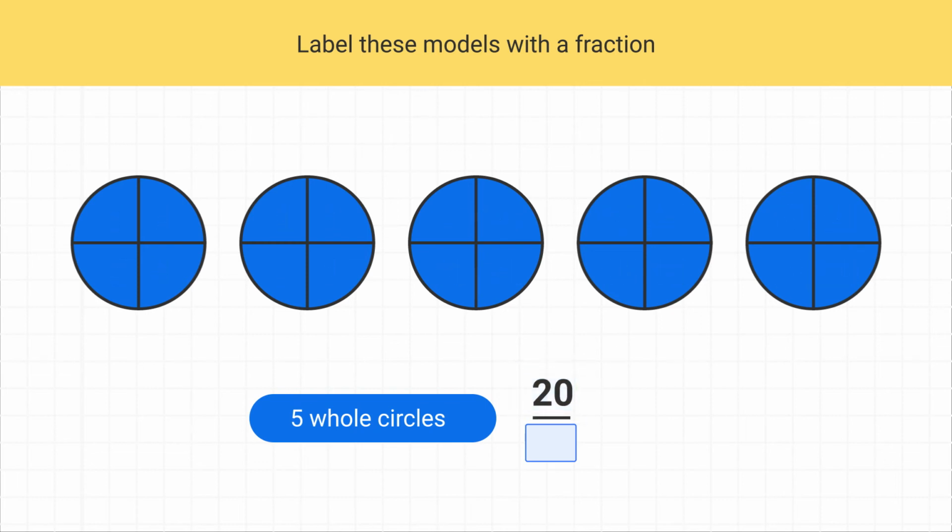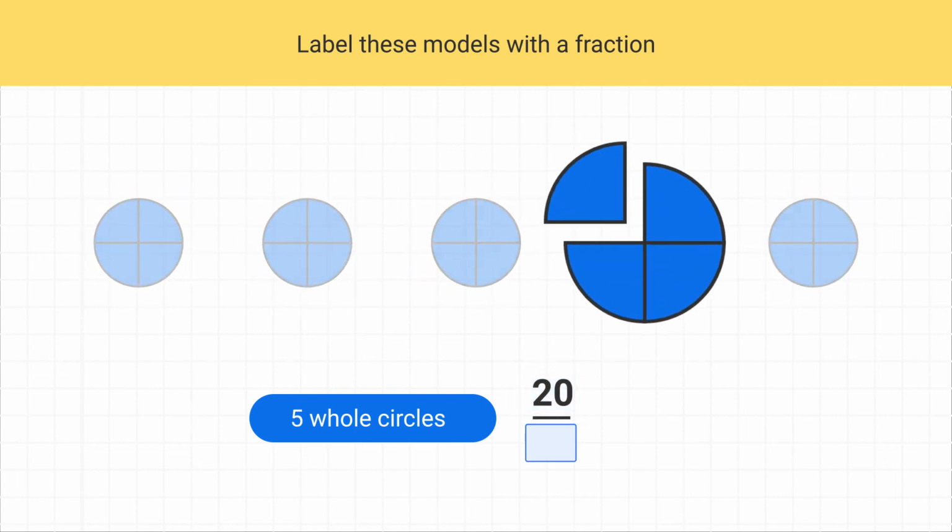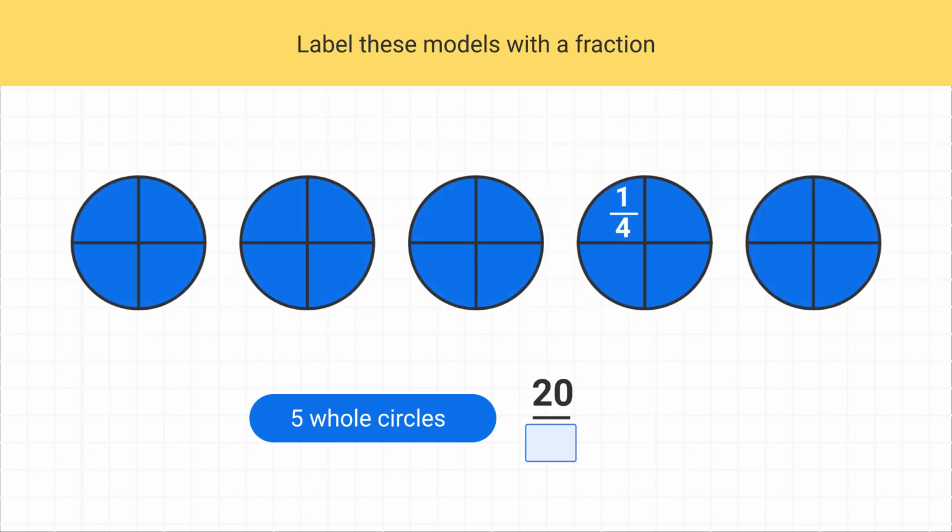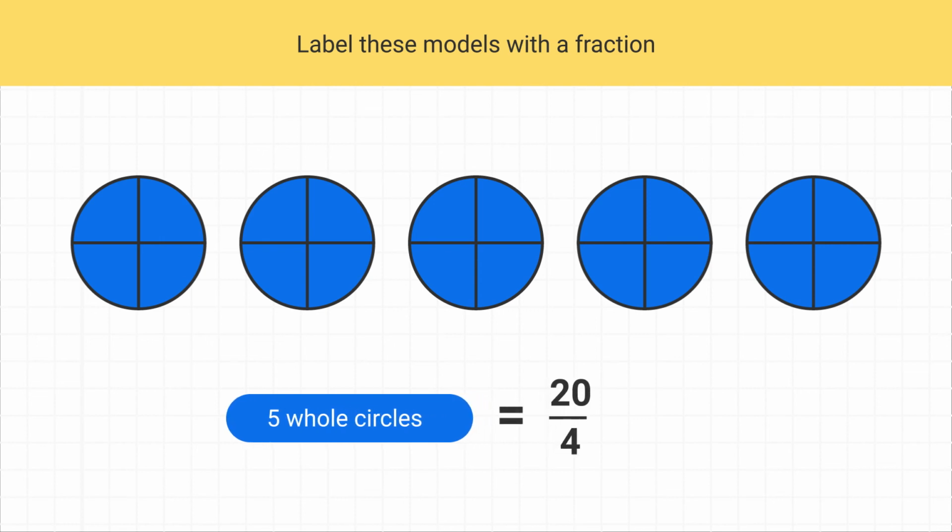But what should the denominator be? Well, each piece here, it's still 1/4 of a circle. And nothing changes just because we've put all of these together. We just have 20 of these fourths. 4 is our denominator. We would say 5 wholes is equal to 20/4.